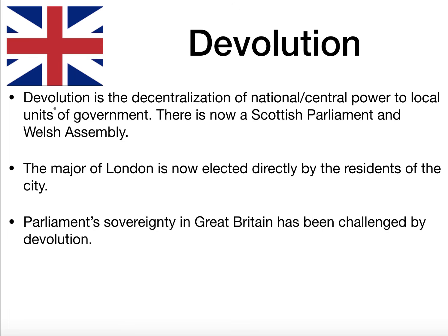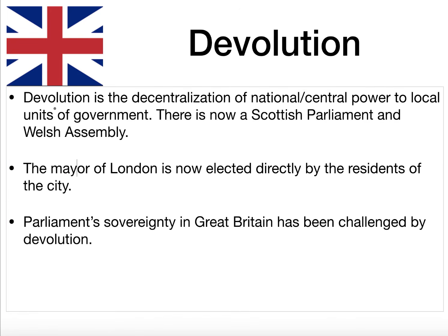Devolution. Devolution is when we give more power to the local levels of government. So remember, Great Britain is a unitary system. Most of the power resides in the federal or the central level, but they do now have a Scottish Parliament and they do have a Welsh Assembly. And if Brexit does go through, well, I'll save that for later. Okay. They also have now allowed the mayor, another one of my mistakes here, apologize. The mayor of London is now elected directly by the people. That used to not be the case. And Parliament's sovereignty in Great Britain has been challenged, obviously, by devolution.